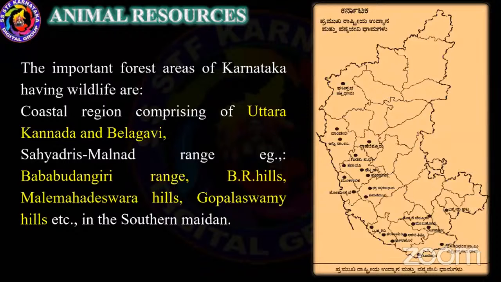The first region is the coastal region, which includes North Kanara and a little part of Belgaum, the western part of Belgaum, like Khanapur district. Khanapur district is in the western part of Belgaum. That region is covered by a variety of animal resources. And in the southern Maidana, Baba Budangiri, Biligiri Hills, Malay Mahadeshwara Hills, Gopalaswamy Hills, and other hills have a variety of animals.